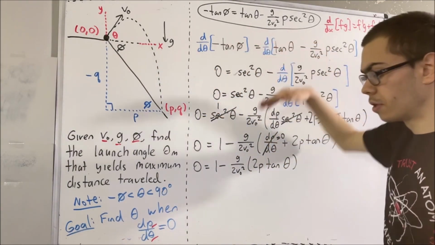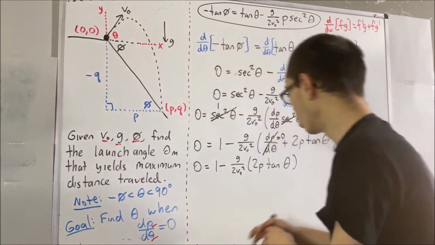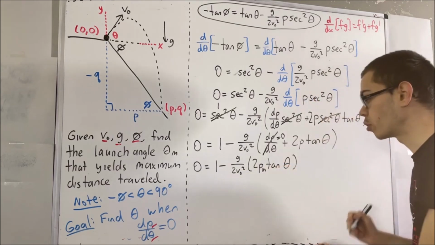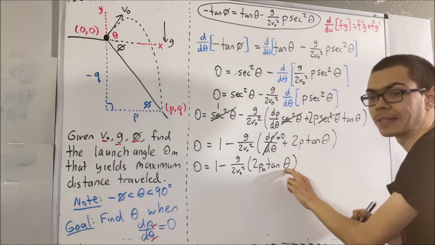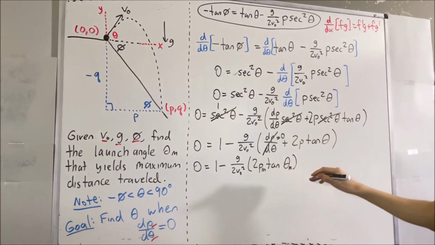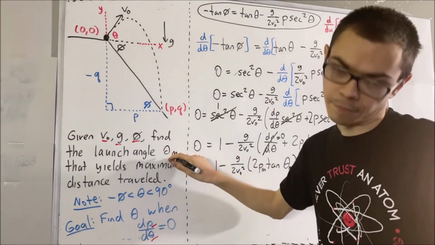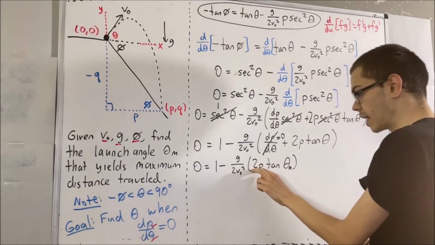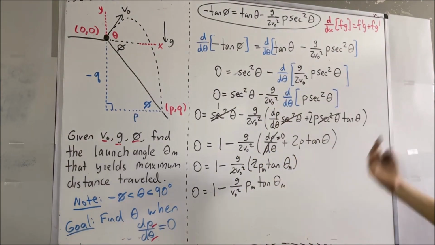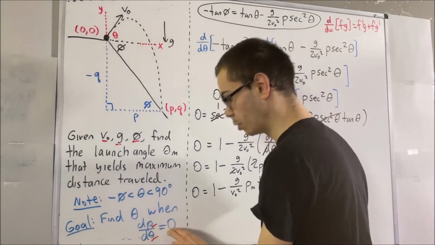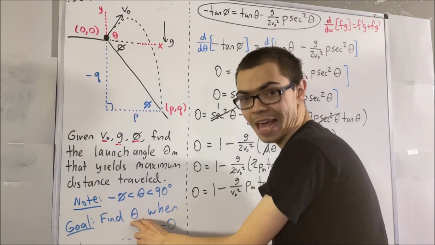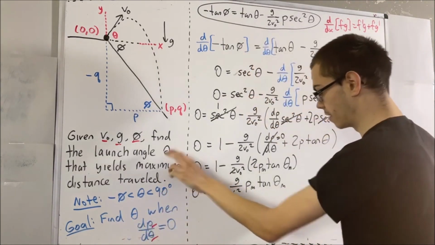Now, remember, when dp over d theta is equal to 0, that is where we expect our maximum displacement to occur. So really, I'm going to call p Pm. And I'm going to call the launch angle theta that corresponds to Pm theta m. Right? Our whole goal is to find the launch angle theta m. Now notice the 2's cancel out. So really, we've set dp over d theta equal to 0. What we want to do now is just figure out what theta m is, right? That's what we want to find.